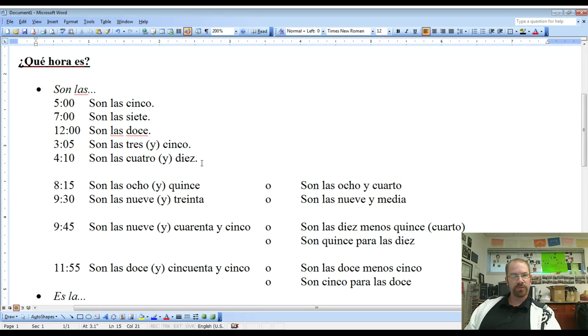For 8:15, there's a couple different ways I could say that. I'd say son las ocho y cuarto, or over here, son las ocho quince. The word cuarto is kind of like a quarter, so it's saying it's a quarter past 8, basically.